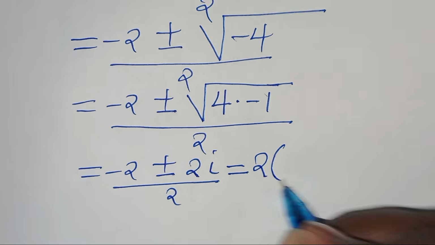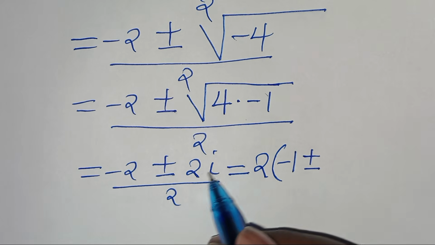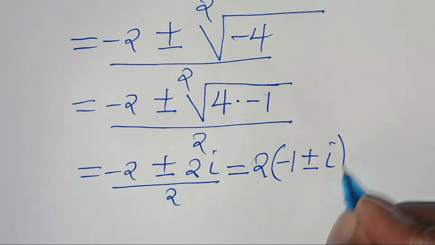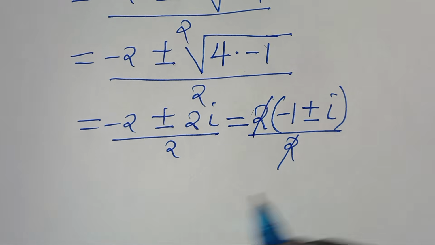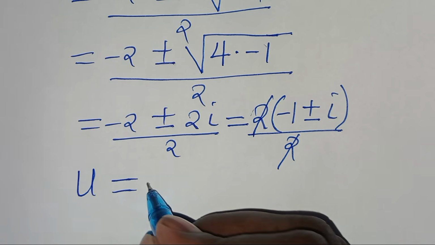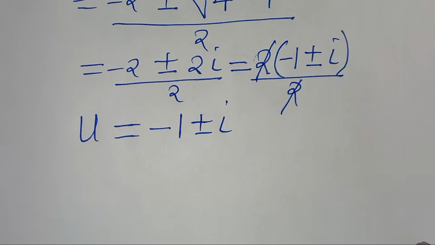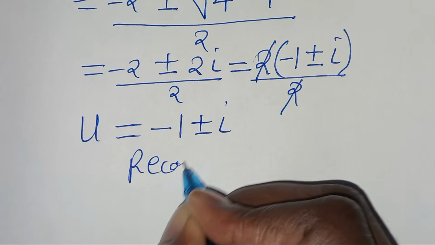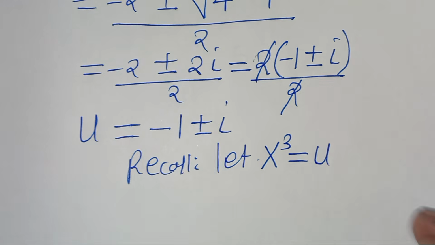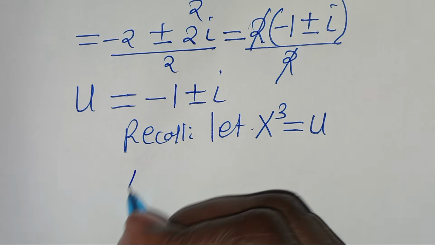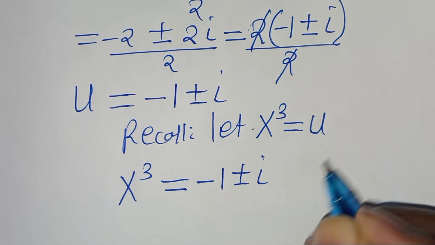So 2 is common here, we factor out 2, divided by 2, this is minus 1, plus or minus 2i divided by 2, this is i, then divided by 2. So let's simplify 2 and 2 here, so that u is equal to minus 1 plus or minus i. Now, if you recall, we have seen that we let x to the power of 3 be equal to u. So this implies that x to the power of 3 is equal to minus 1 plus or minus i.